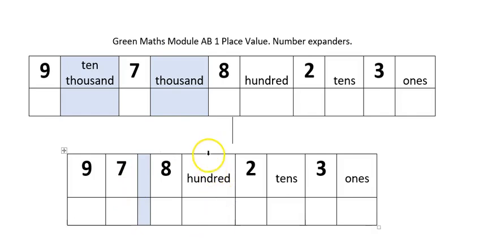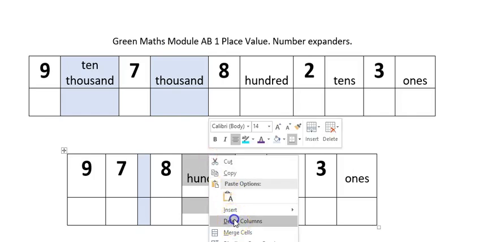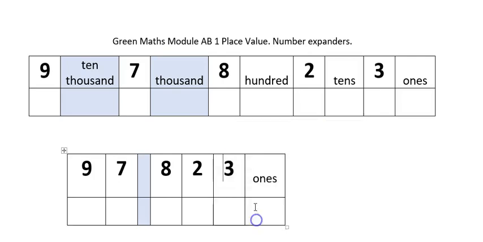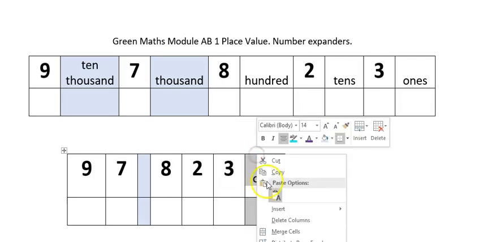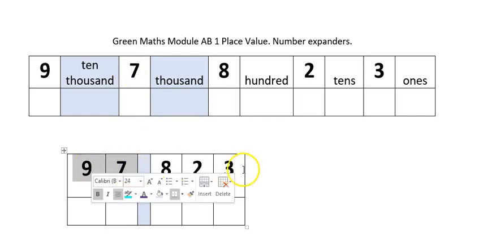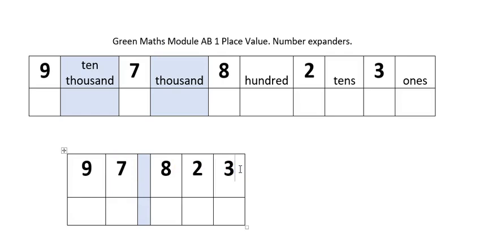Now let's hide the rest of them if I can do that quickly. So we have 97,823. So there's your 90,000 because we've got 9 times 10,000. There's your 7,000 because you have 7 times 1,000. Together they make 97,823. Now, how do these numbers on your number expander connect to your place value chart?